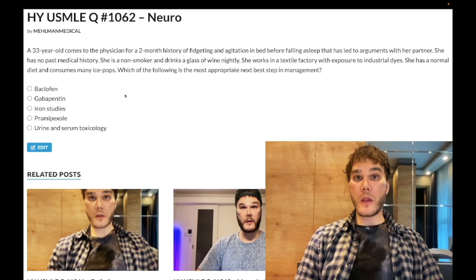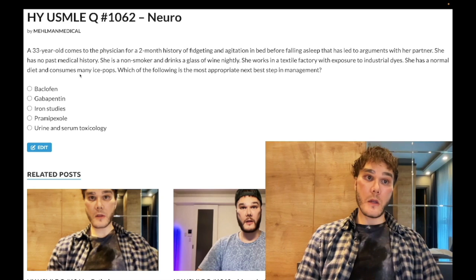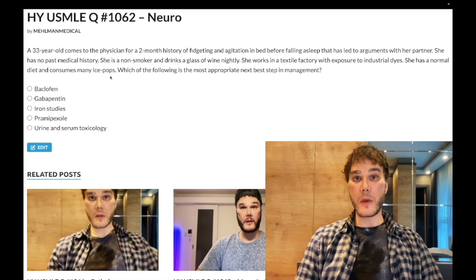So once you determine that the iron studies are normal, which by the way, the consumption of ice pops, this is pica. Okay, so I try to be more discreet about it rather than hyper obvious, she's eating clay. Okay, so clay, cornstarch. These are typical non-food items. Pica, okay, and it's reflective of iron deficiency anemia.